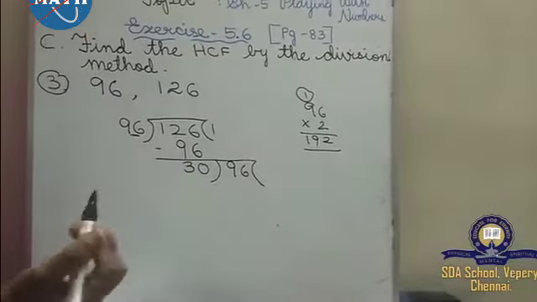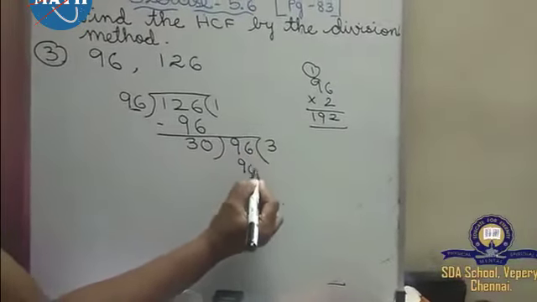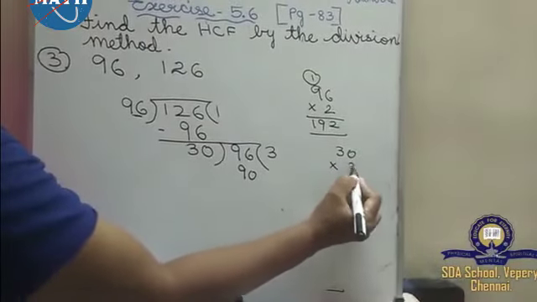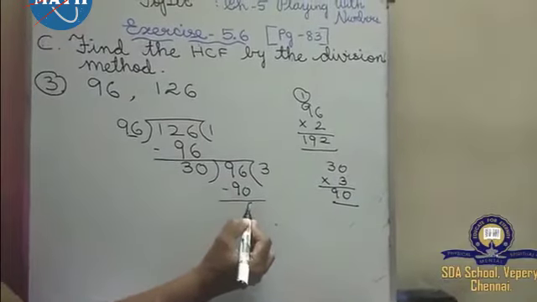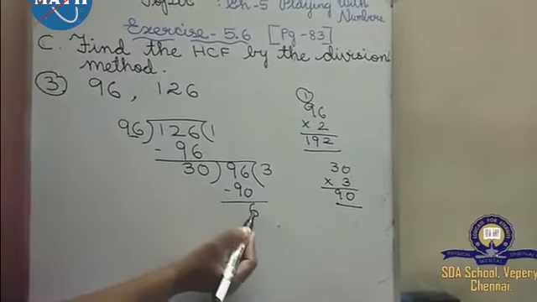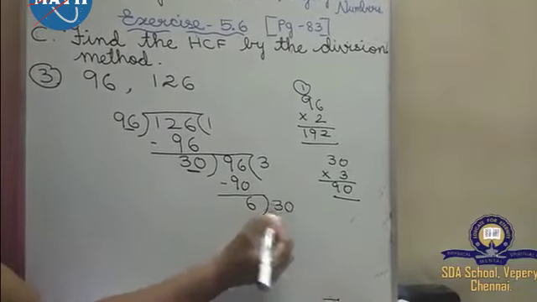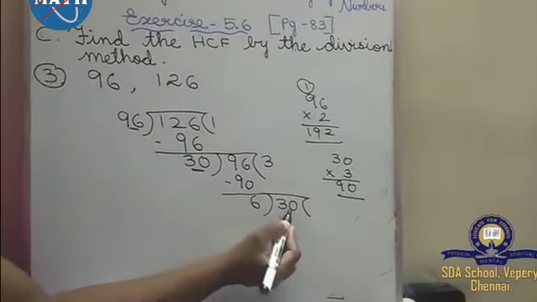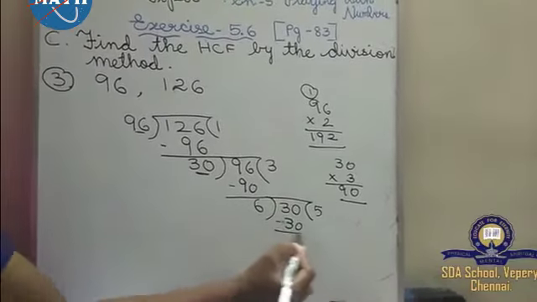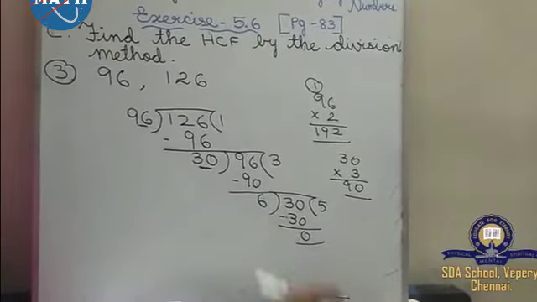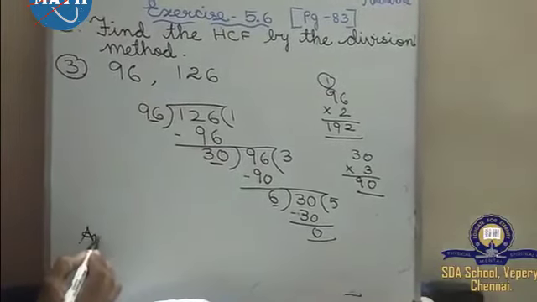Okay children, now 33s are what? 90. 33s are 90. See, 30 into 3s are what? 90 will come. Okay children? Okay. So what's the remainder? 6. So this 6 will become the divisor and this 30 will become dividend. So in 6 tables 30 goes, isn't it children? 6 5s are 30. So 30 minus 30 what children? 0. So what's the last divisor? 6.